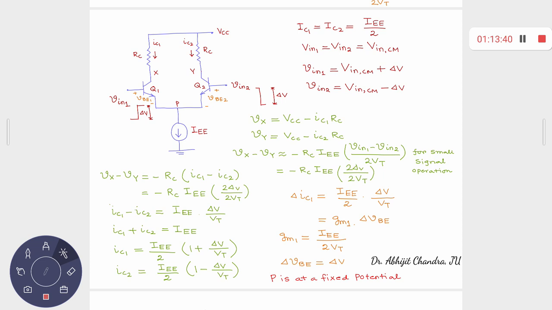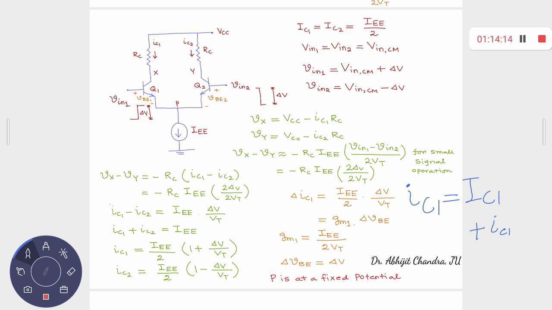So this small iC1, small i with capital C1, is equal to this one plus the small part. This is total. Total instantaneous is the DC part plus the small signal part. Now, can you identify the small signal part here? The DC part, you know, is IE by 2.